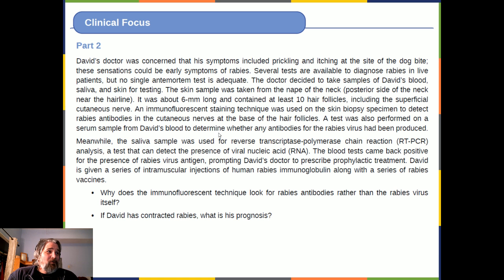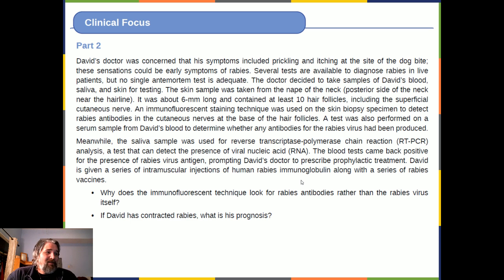All right, so part two, David's doctor. Let's see, he got early symptoms of rabies. I think I went over this. Took a biopsy, a bunch of hair follicles, and the blood test came back positive. He does appear to have rabies virus antigen present. So the doctor prescribes prophylactic treatment, and you get the rabies shots, right?